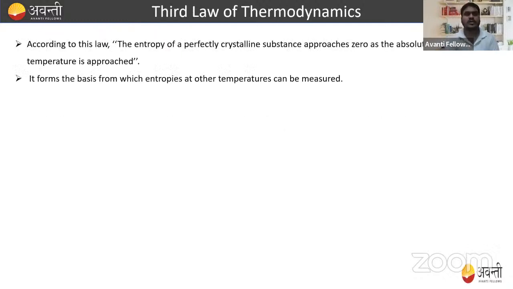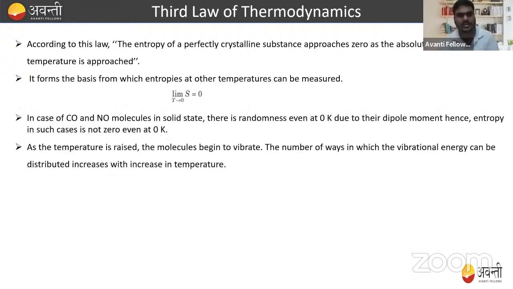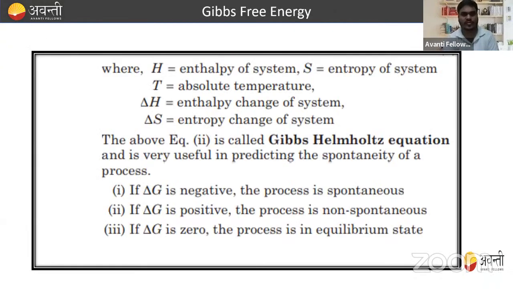This is the third law of thermodynamics. According to this law, the entropy of a perfectly crystalline substance approaches zero as the absolute zero of temperature is approached, or we say it forms the basis from which the entropy at other temperatures can be measured. Okay, so this is all we need to know.